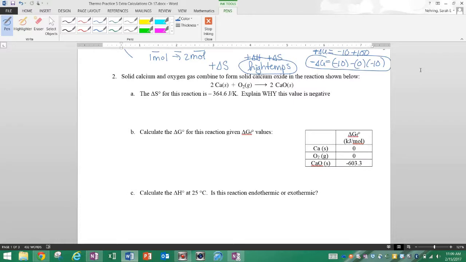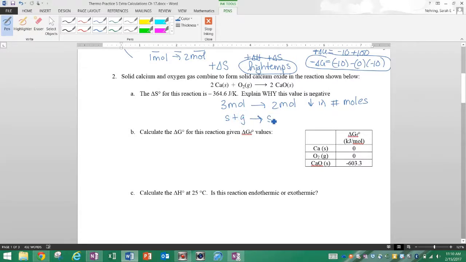So if we look here in this reaction, what's happening is we've got 3 moles on the left and we've got 2 moles on the right. So we've got a decrease in the number of moles. And we also have a change of state of matter. We're going from a solid and a gas to just a solid.